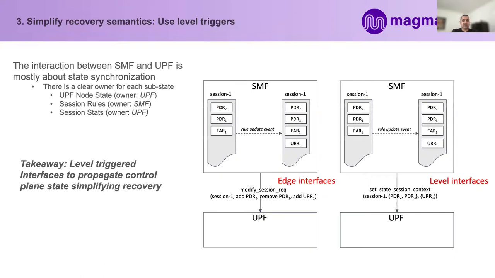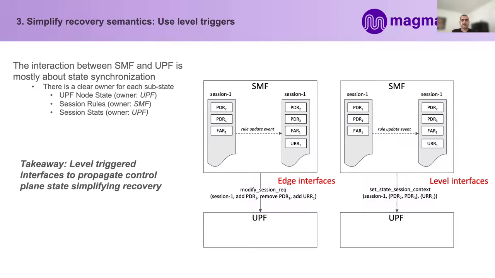The second aspect is how do we propagate this state? So taking a step back, the interaction between the SMF and the UPF is mostly about state synchronization. There is a clear owner for each substate. The UPF node state is owned by the UPF, the session rules are owned by the SMF, and the session stats are owned by the UPF. The existing 3GPP standards are edge interfaces.